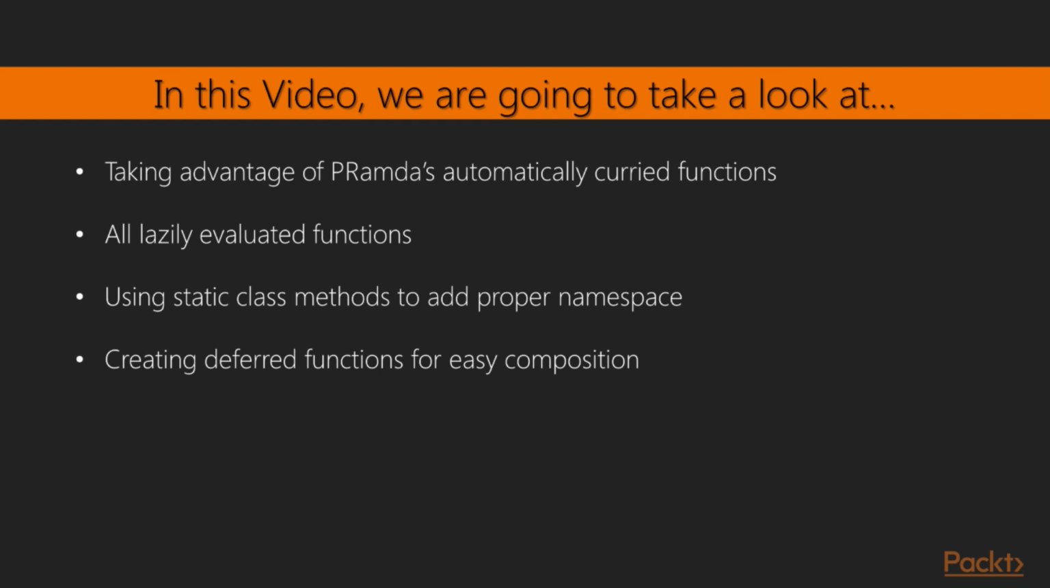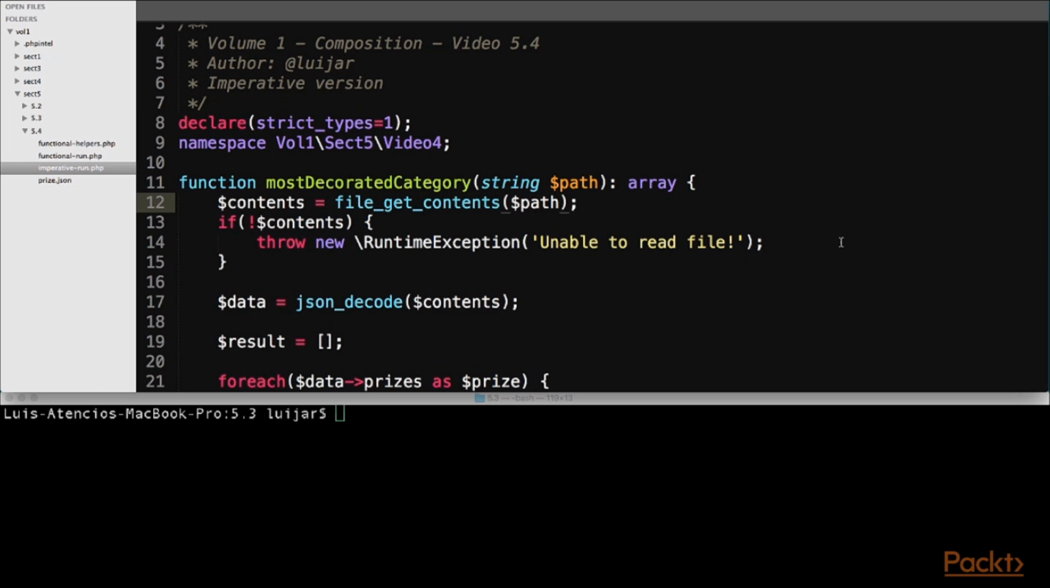Because we're going to tackle a real-world problem, we're going to learn how to put our helper functions into static class methods so that we can take advantage of proper namespacing, and then we'll create deferred functions for ease of composition. The program that we're going to write computes the most decorated Nobel Prize category, whether it's physics, chemistry, or literature. And to do that, we're going to read a prize.json file that contains JSON entries for each of the Nobel Prize winners since the beginning, all the way until 2016.